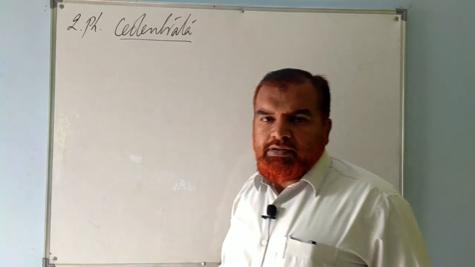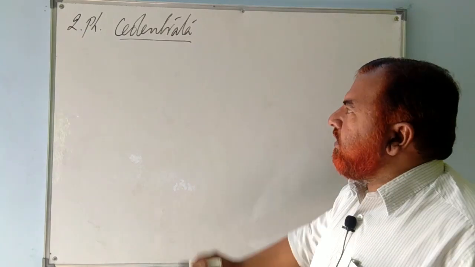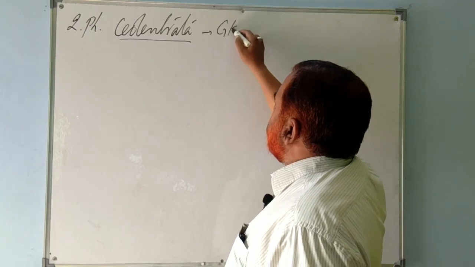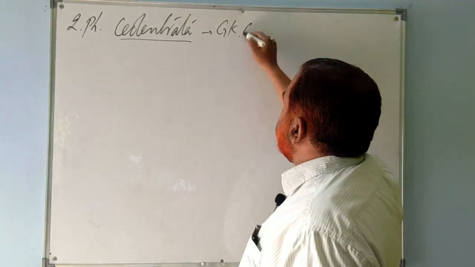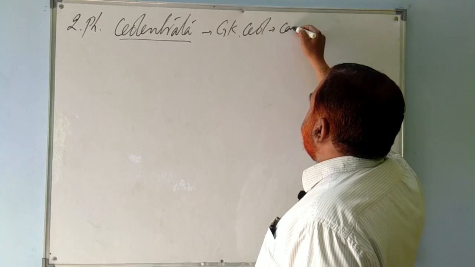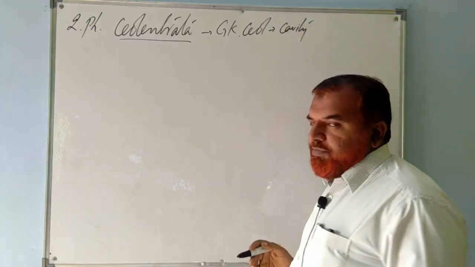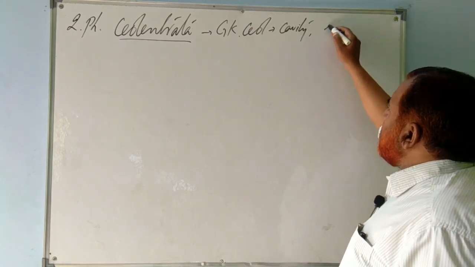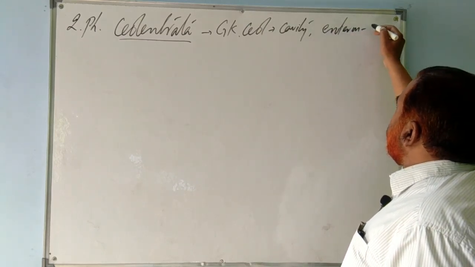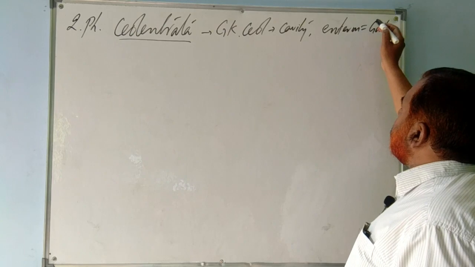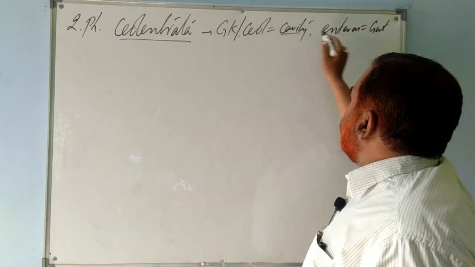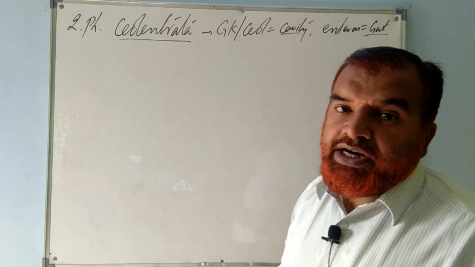This word is a combination of two words. One is known as coel. It is derived from the Greek word coel. It means cavity. We have also discussed Coelenteron during the previous classes. And then enteron. Enteron refers to the gut region. Coel means cavity, so enteron refers to the gut region.